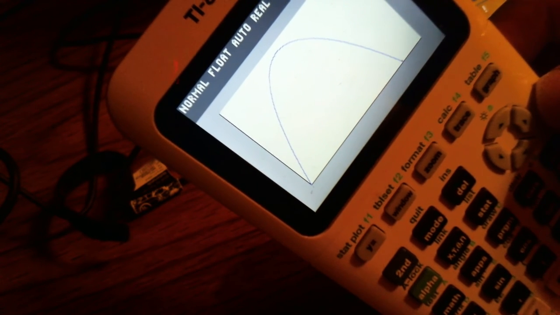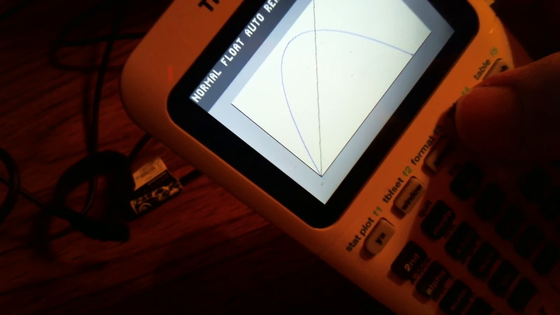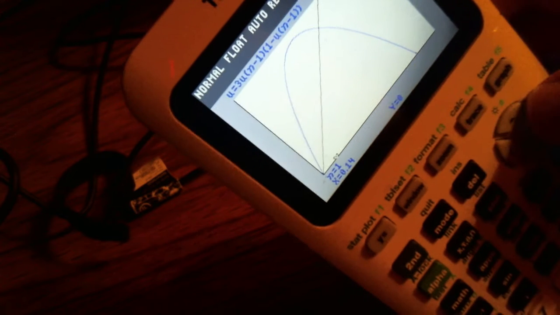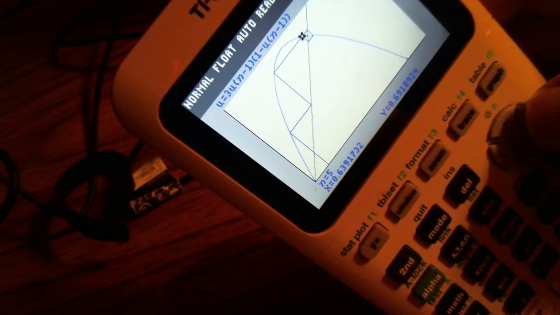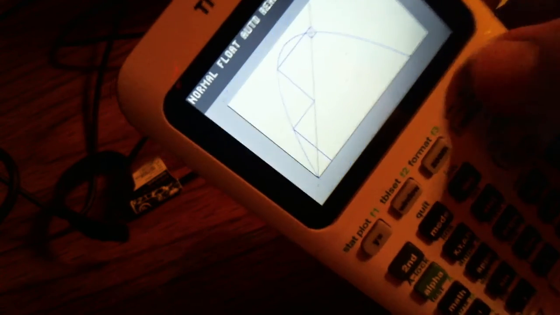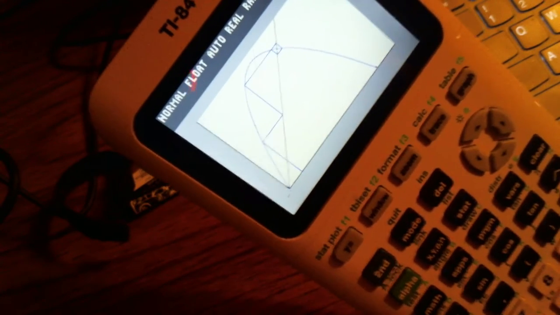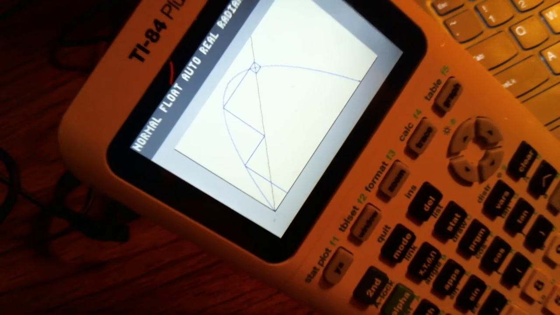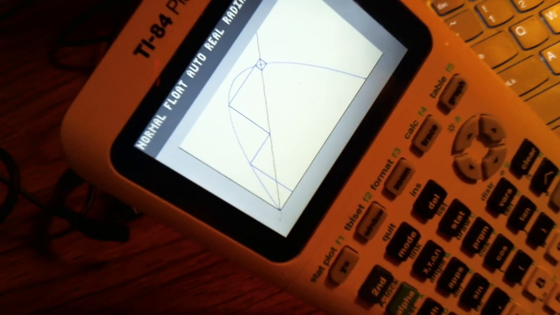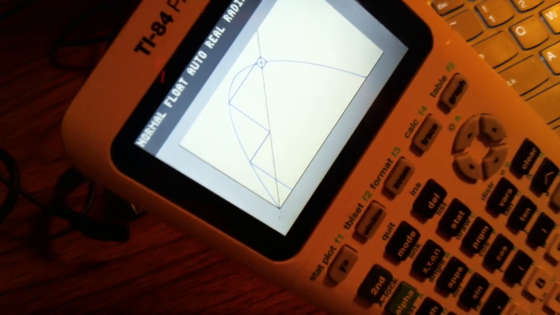Let's see what happens. So trace, move it. Oh, it's not a sink. Looks like we got a loop. Isn't that weird? I got a starting point that was really close to my original starting place, and I didn't get a sink. I got a loop.